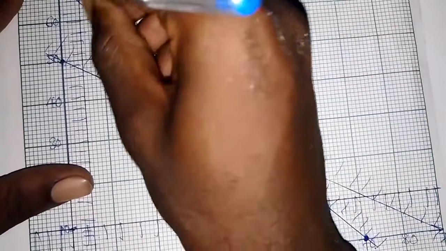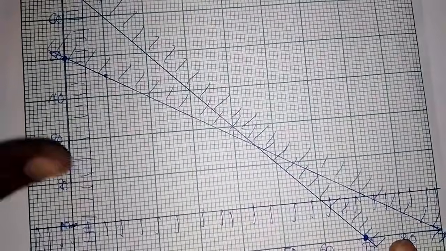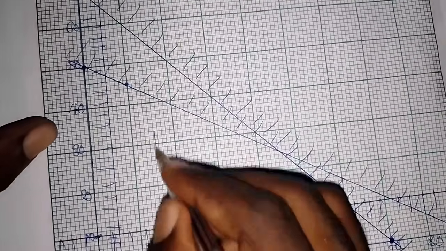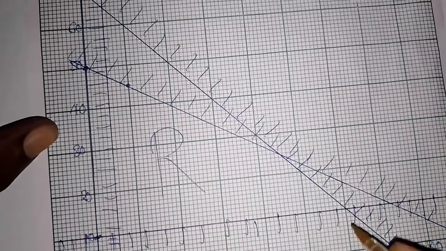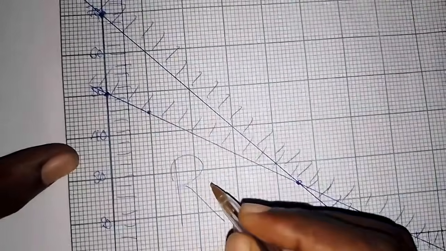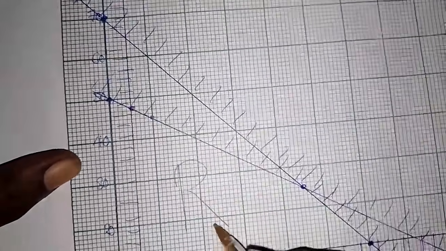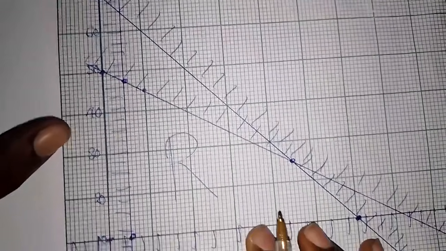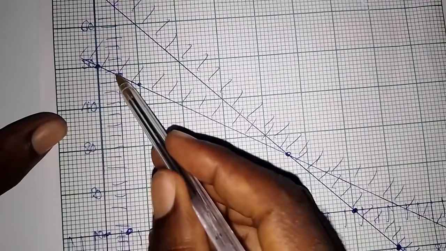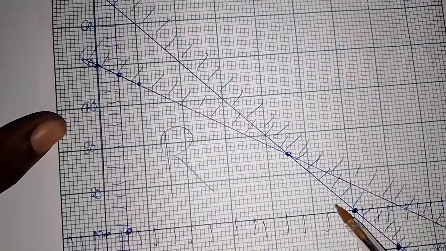This is what I'm going to do. Have you seen? Like this. So have you seen the part that has remained without it being shaded? It is this part. This is the part that has remained, with this corner, that corner, that corner, and that corner. Have you seen the corners? 1, 2, 3, 4. These are the corners.